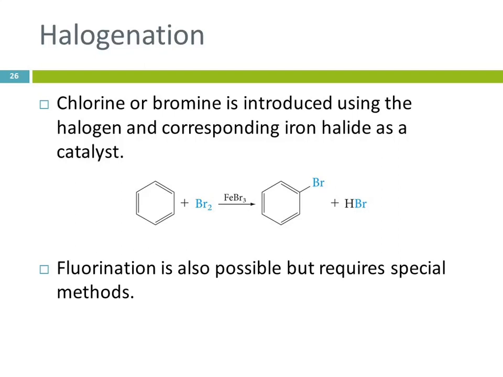So then your book goes through the specific types of the substitution reactions. And let's look at the halogenation. Halogenation, you've got chlorine or bromine being introduced, and iron halide is the catalyst. Here's the bromination, the bromine, and instead of iron chloride, we've got iron bromide. But the same thing happens. We're exchanging a hydrogen for whatever we're wanting to put on. It's possible to do fluorination, but it requires some other methods.